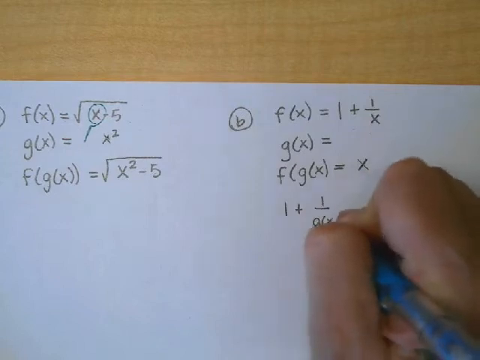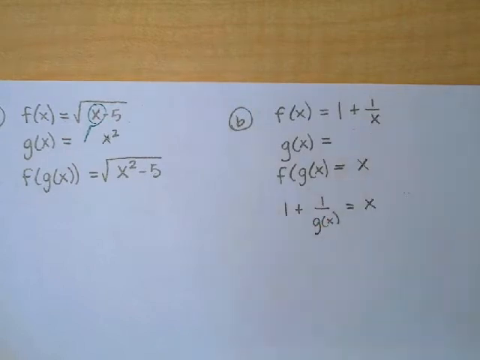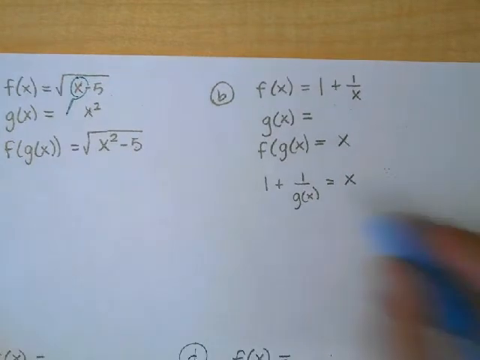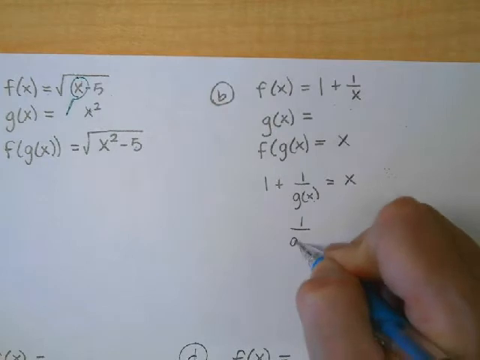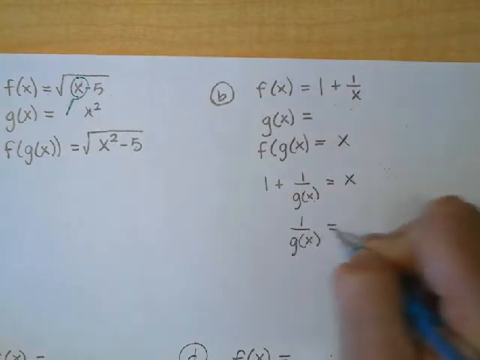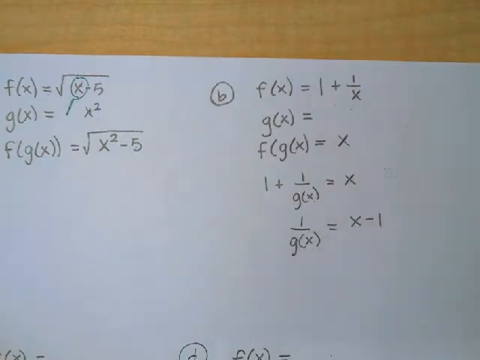I know if I plug g of x in there, I'm going to get x. So I've got to solve for g of x, because that's what I want to know. So I'm going to subtract 1 from both sides. So 1 over g of x is x minus 1.